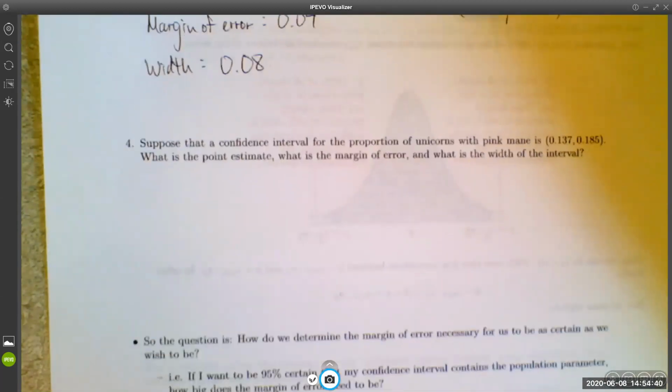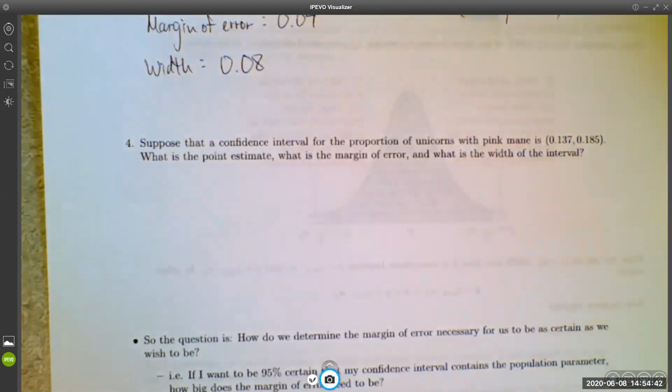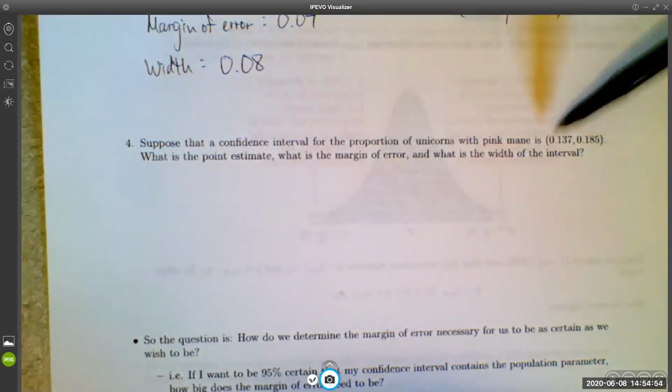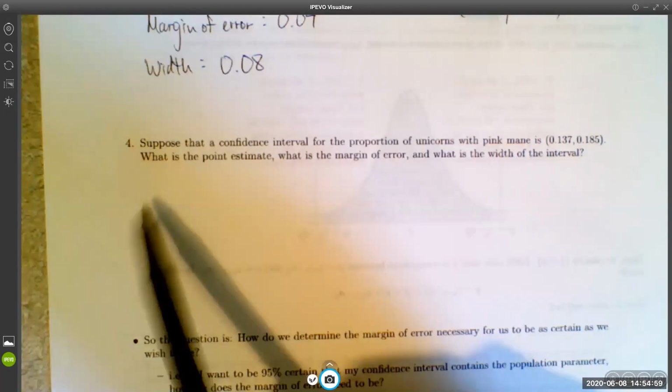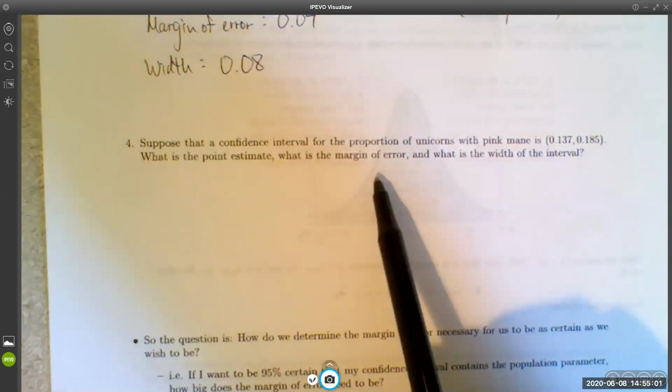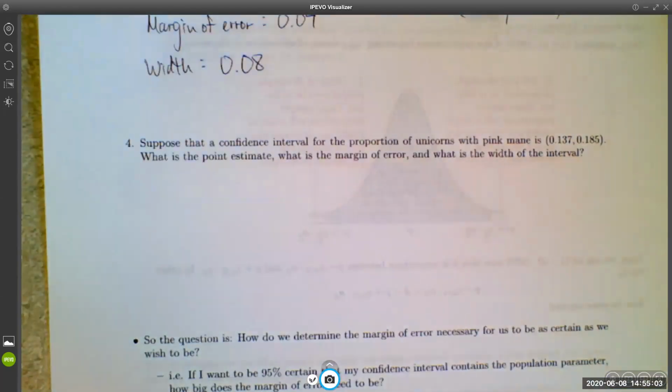Let me give you another example. This one's maybe a little more challenging. It says, suppose that a confidence interval for the proportion of unicorns with pink mane is 0.137 to 0.185. So the true population proportion of unicorns with pink mane is somewhere between 13.7% and 18.5%. Now, what is the point estimate? What's the margin of error? And what's the width of the interval?